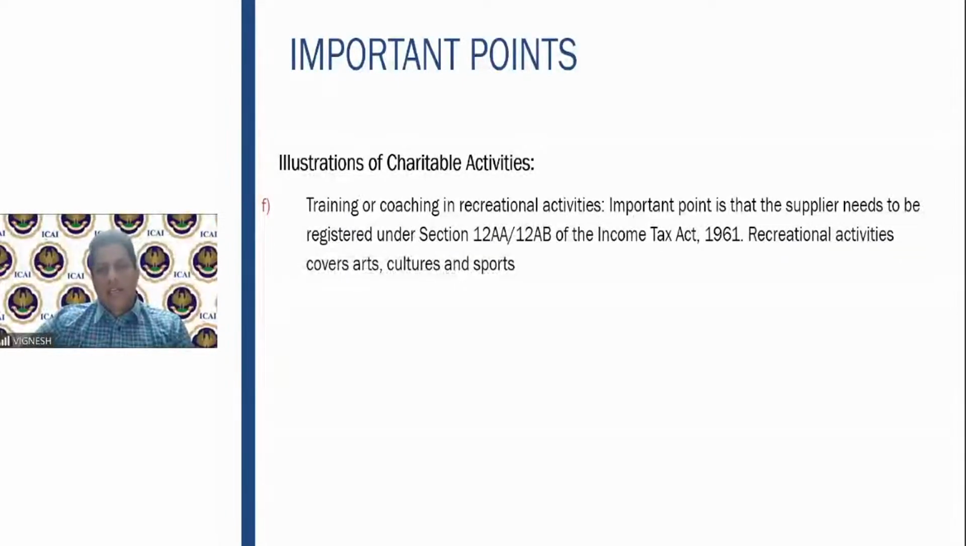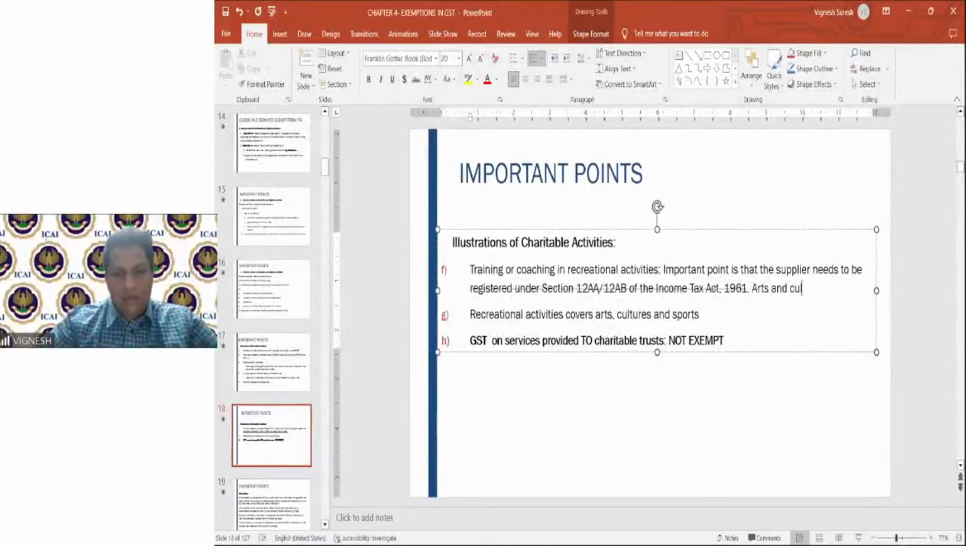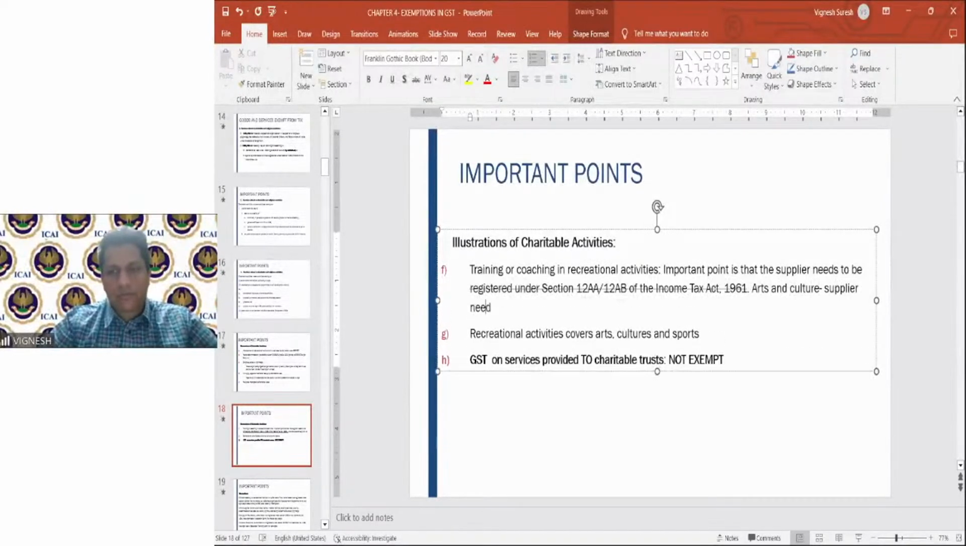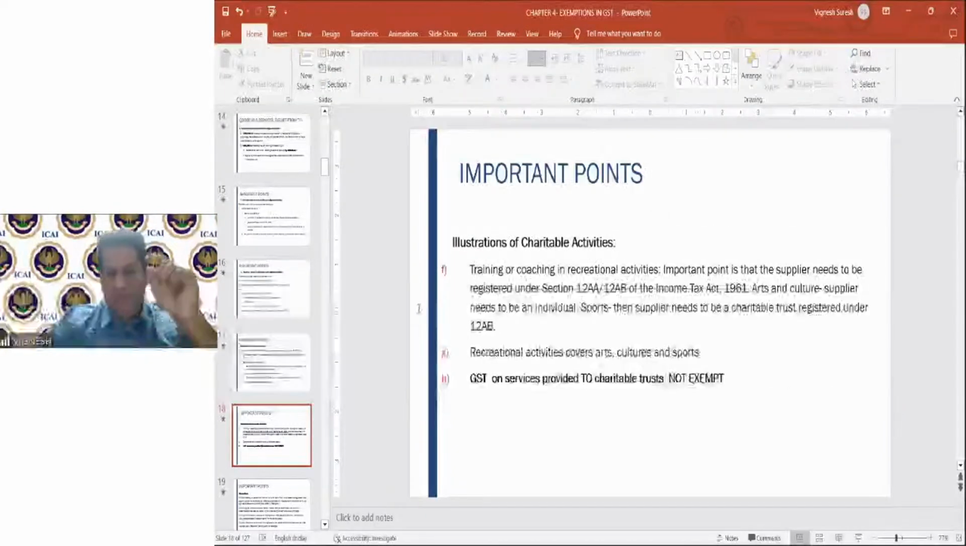Then training or coaching in recreational activities, this you please ignore now, because in this particular situation, the supplier has to be an individual. If it is arts and culture, this is a recent amendment, the supplier needs to be an individual. Sports, then the supplier needs to be a charitable trust registered under 12AB. I hope it is clear. So recreational activities cover arts and culture, but I hope all of you understood the thin line of difference between arts and culture and sports as given in the notification.